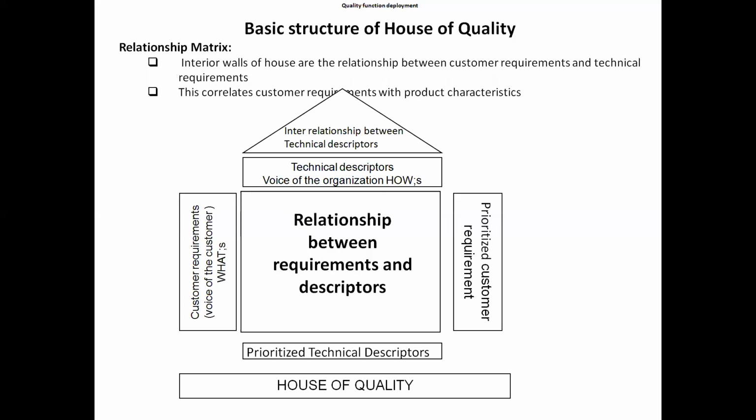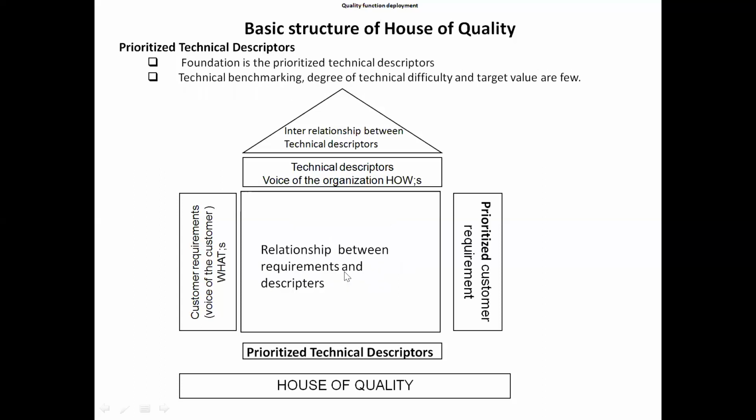Then the relationship matrix. We make the relationship between the customer requirements and the technical descriptors. In between this, we are making what versus how. Then the prioritized technical descriptor. At the bottom of the foundation is the priority descriptor. So technical benchmarking, degree of technical difficulty and target value.